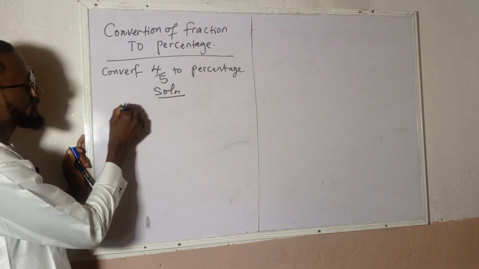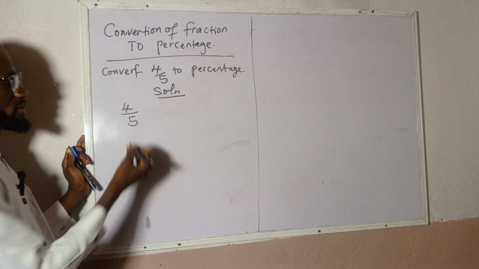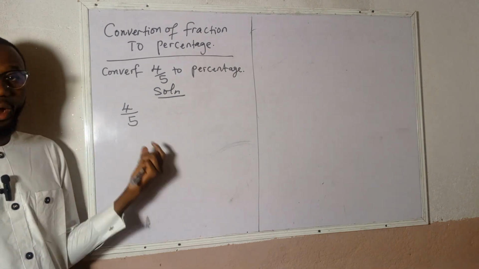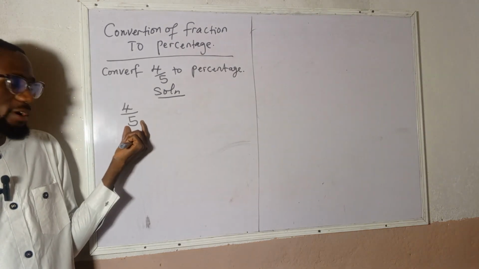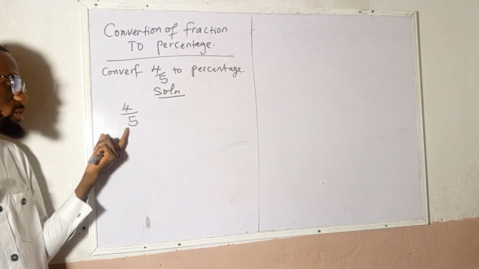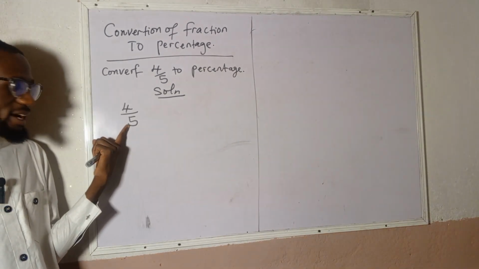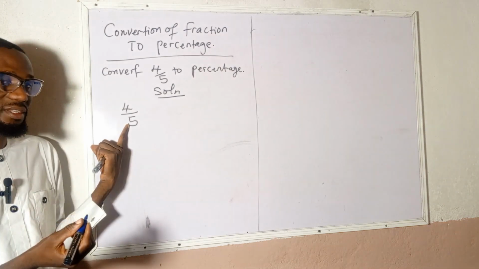And the question given is 4/5. We are asked to convert this into a percentage. Our concern here is to make 4/5 into a percentage. Now we are going to look for a number that, if you multiply it by 5, we are going to have 100.